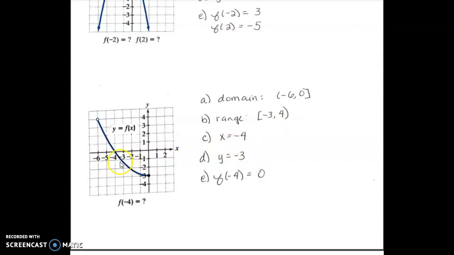Part C was x-intercept, so it crosses my x-axis at negative 4. So x equals negative 4 is the only x-intercept. Y-intercept is down here at negative 3, where it hits the y-axis. And then my missing function value, f of negative 4, means if x were negative 4, right here, what is the value of y? Well, if it's on the x-axis, the value of y is 0. So f of negative 4 equals 0.